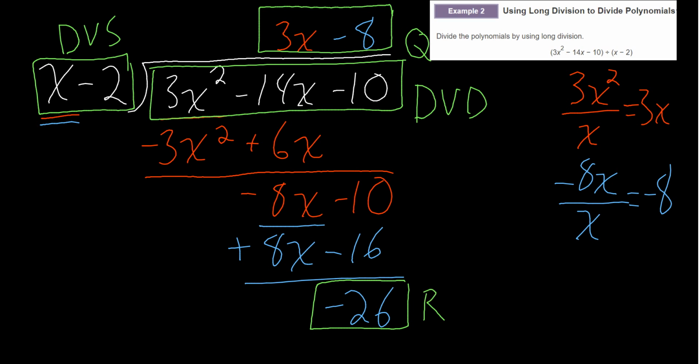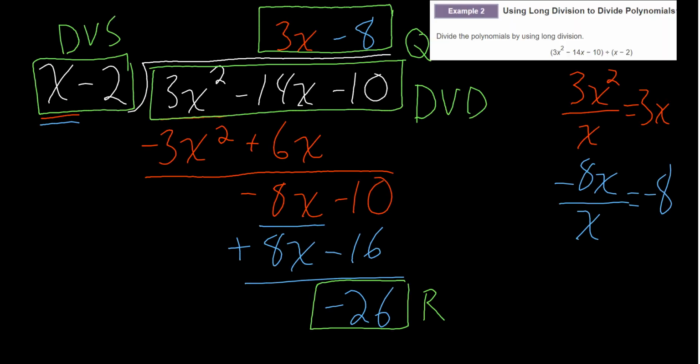Now, there's a certain way you put your solution into ALEKS or onto a piece of paper. That is quotient plus remainder over divisor. So the solution to this problem is my quotient plus my remainder over my divisor. Let's put this over here. The quotient is 3x minus 8, plus my remainder, which I believe was negative 26.